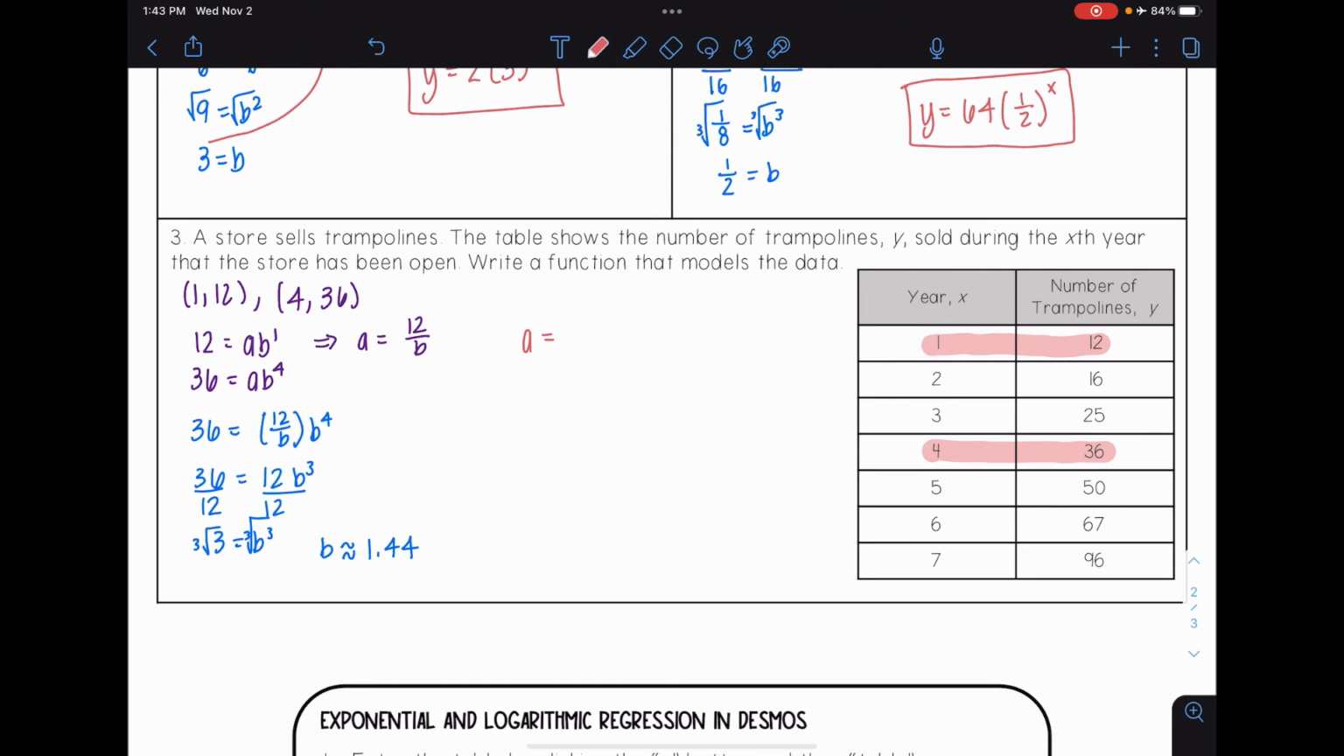Now I can substitute that in to find a. I get that a is equal to 12 over b, which is 12 over 1.44, so a is approximately 8.32. That means that my function becomes y is equal to 8.32 times 1.44 raised to the x power.